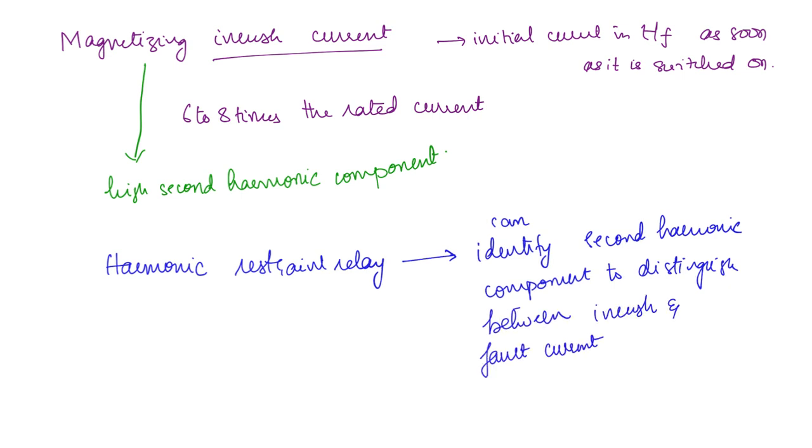Obviously there is one disadvantage here. If the fault current is having a second harmonic component, then this will not work. The harmonic restraint relay is not going to give a trip signal. Another disadvantage is if a fault occurs during the inrush time, then that fault is also going to go undetected. And another commonly used relay for the protection of transformer is the Buchholz relay.